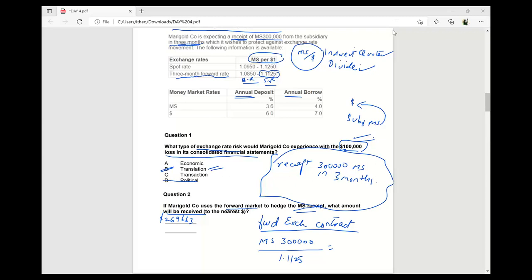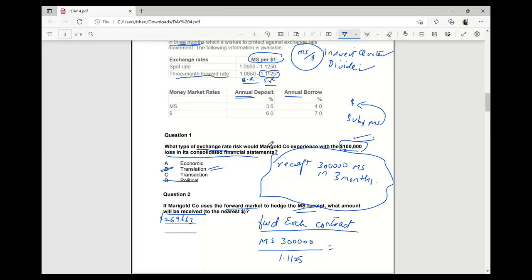So we have done two MCQs. The first MCQ is what exchange rate risk would it face on 100,000 loss of financial statement? That's obviously a translation risk. And second, it's forward exchange contract. So we use the forward exchange contract hedging team.